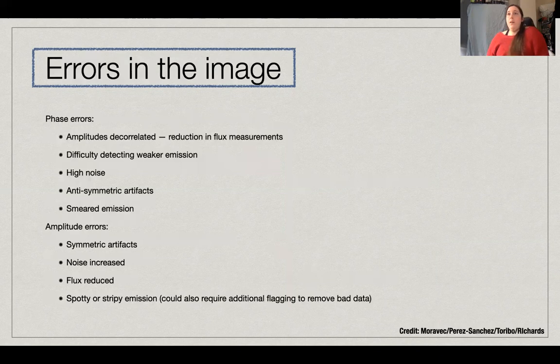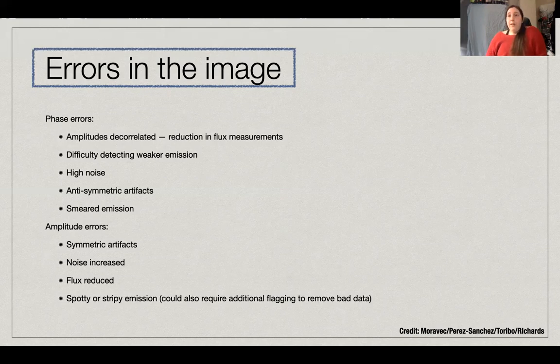You might think, so what if there's errors in the image? Can it really affect the image or even the science? The answer, of course, is yes. If you introduce excessive phase errors, you'll have a slight offset between where the source is at different times. This means your image isn't exactly aligned, and so the flux measurements will be degraded. If you decrease the flux measurements, you'll have difficulty identifying emission that was already weak to begin with. You'll also have higher noise and smeared emission. You'll notice antisymmetric effects around the field.